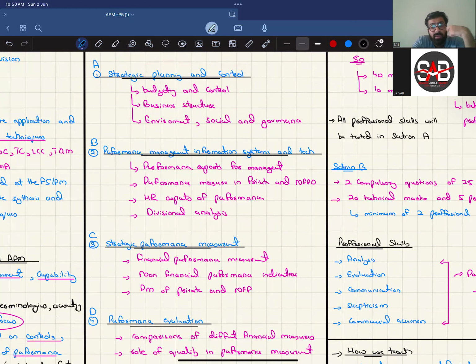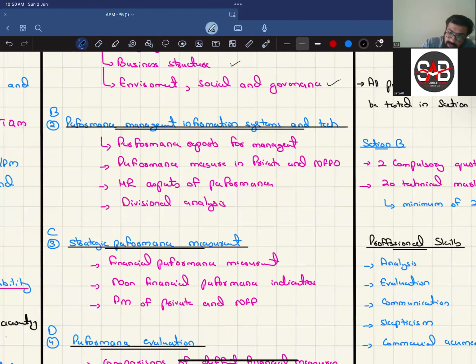But the thing is that this will be in a different context, a different scenario, and a different structure, which can lead towards these things, right? So budgeting and control, business structure, and then environment and social governance. Then once we have covered this chapter, we'll do the drafting.